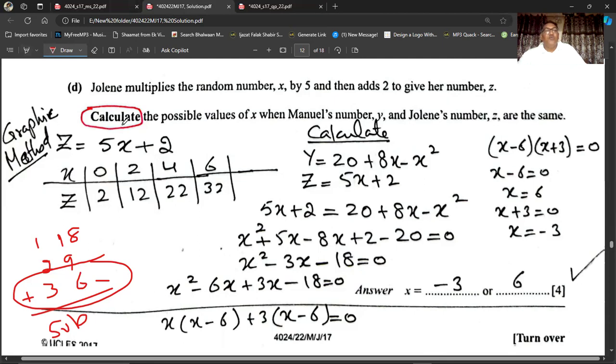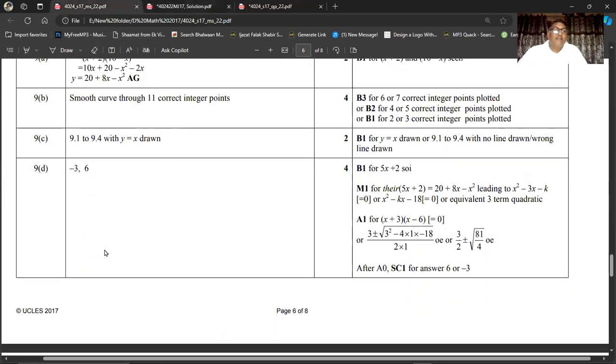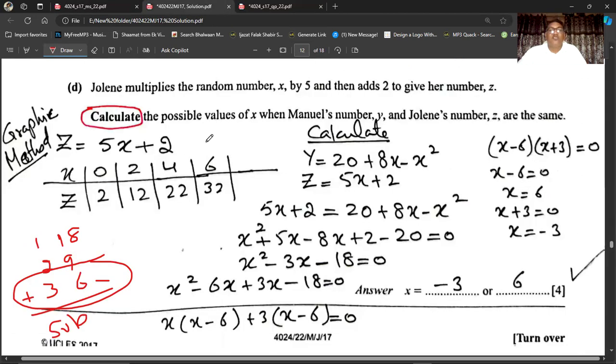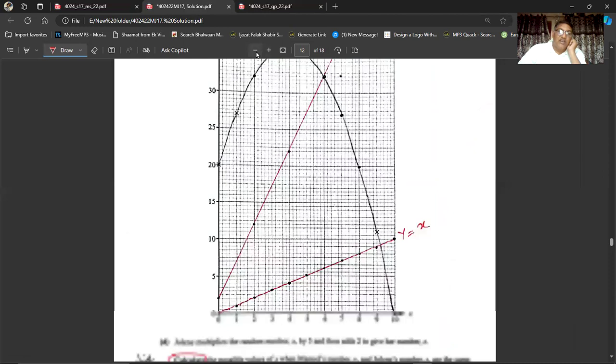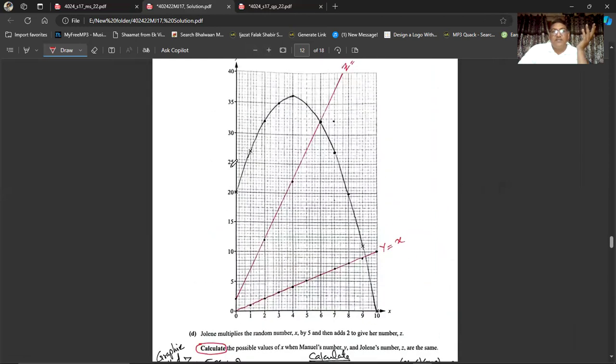So this is how you will calculate. You will calculate arithmetically. So -3 and 6 is the right answer, sir. You don't have to go graphically. I first by mistake drew this graphically. Let me show you my mistake. I thought it is to be done normally with the graph.